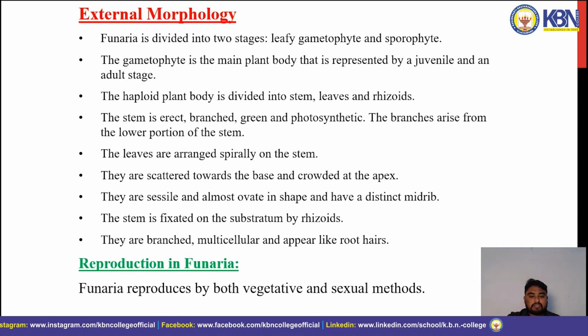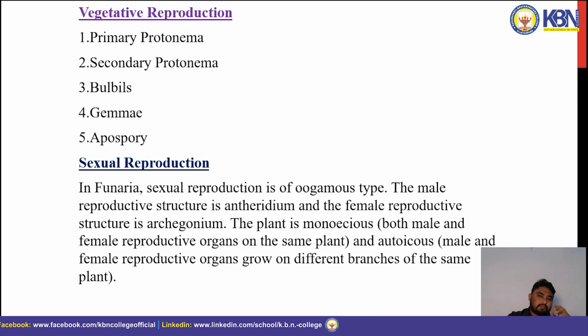Right. The reproduction of Funaria. Funaria reproduces by both vegetative and sexual methods. Right. Vegetative reproduction is by primary protonema, secondary protonema, bulbils, gemmae and apospory. The vegetative reproduction involves some of these types.